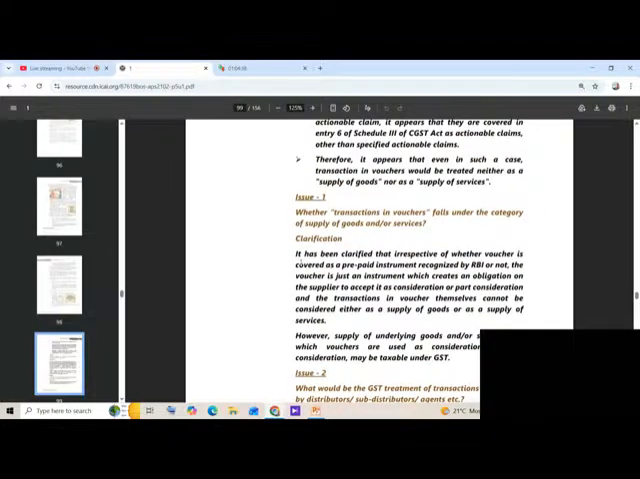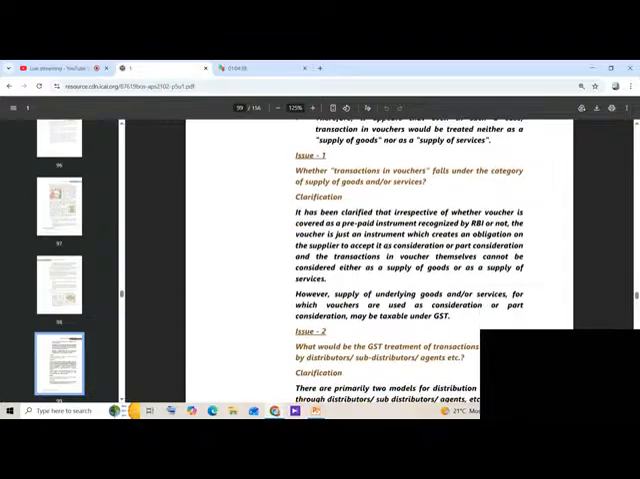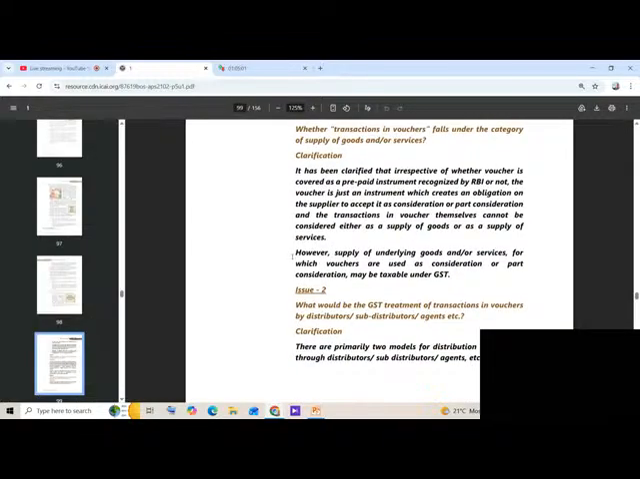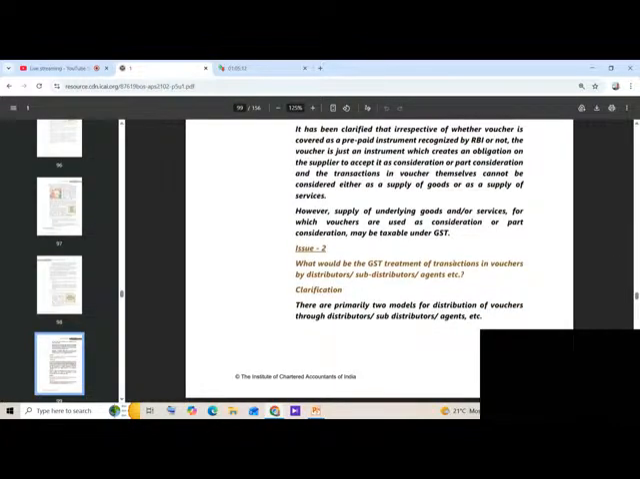Issue 1. Whether transactions in vouchers fall under the category of supply of goods or services. It has been clarified that irrespective of whether a voucher is covered as a prepaid instrument recognized by RBI or not, the voucher is just an instrument which creates an obligation on the supplier to accept it as consideration or part consideration, and the transactions in vouchers themselves cannot be considered either as a supply of goods or as a supply of services. However, supply of underlying goods or services for which vouchers are used as consideration or part consideration may be taxable under GST.